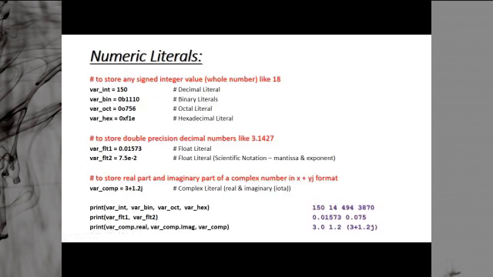You can see these are the numeric literals, like 150, this is a decimal integer. A number starting with 0b is a binary number. A number starting with 0o is an octal number, and a number starting with 0x is a hexadecimal number. Similarly, this is the floating point notation, a fractional number 0.01573. The position of the decimal point will float, will move in a number, that's why it is called floating point notation.